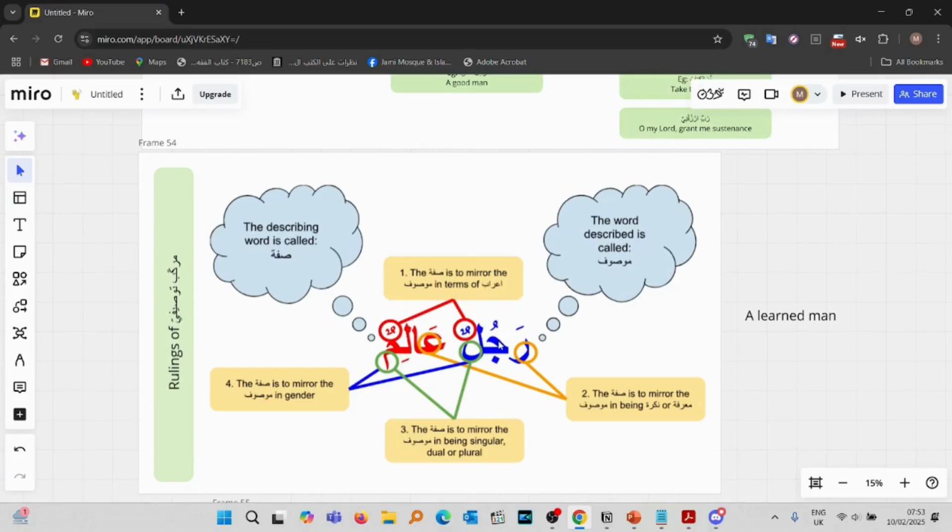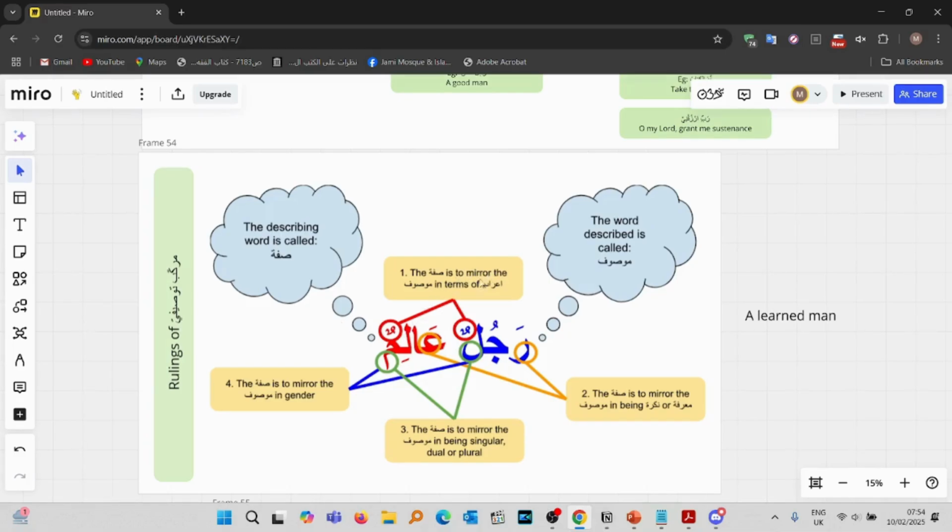Does that make sense? Now, when it comes to mawsuf sifa or murakkab tawsifi, these are two ways of describing this type of murakkab. You can call it murakkab tawsifi or you can call it mawsuf sifa. It doesn't really matter. There are rules for this type of murakkab. There are four rules to keep in mind. The first rule is that the sifa, the adjective, the second part of the murakkab, because we have two parts, right? We have the first part which is the mawsuf, the second part which is the sifa.